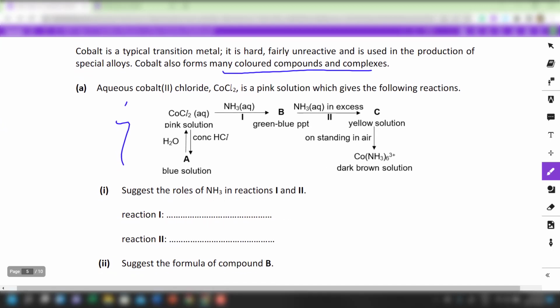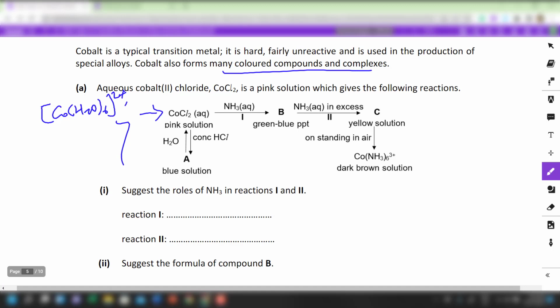Before we look at the question, you might just want to look at some of the details in the flow chart. First of all, we begin with the pink solution. In this case, you expect it to be the aqueous complex of cobalt 2. This is likely to be the hexaaqua cobalt 2 complex. Hexaaqua cobalt 2 is Co(H2O)6 with 6 water ligands, 2 plus.